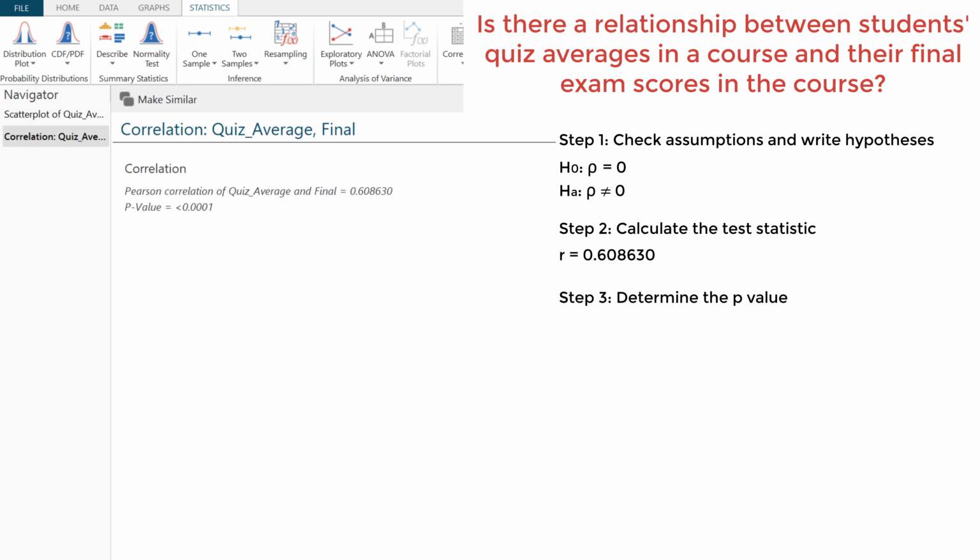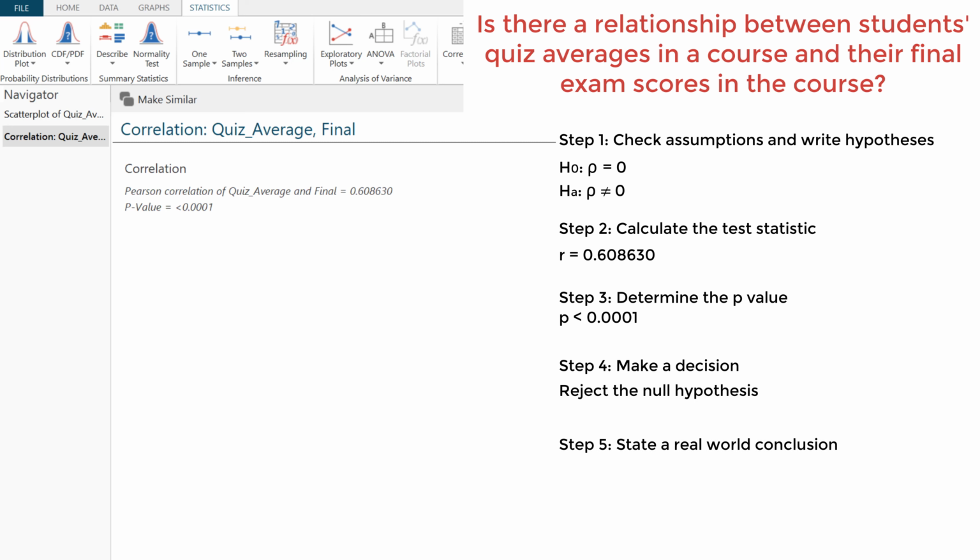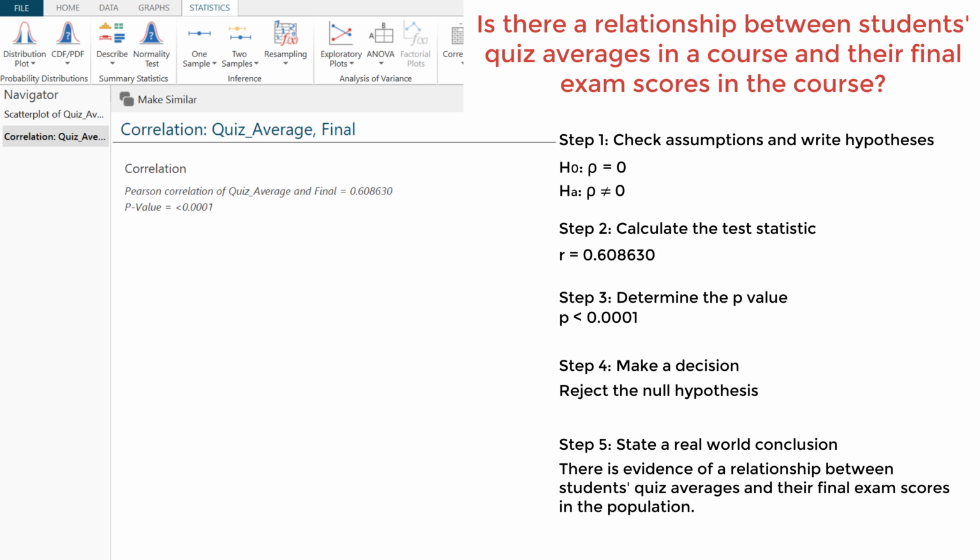Step 3, determine the p-value. P is less than 0.0001. Step 4, make a decision. Our p-value is less than the standard 0.05 alpha level, so we reject the null hypothesis. And step 5, state a real-world conclusion. We rejected the null, so there is evidence of a relationship between students' quiz averages and their final exam scores in the population.